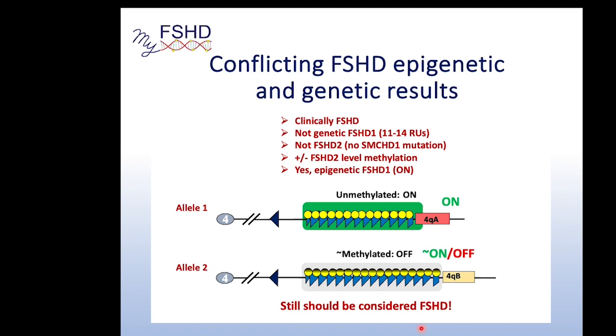And the problem is these individuals, they're going to be searching for what is their disease. They're going to be doing other diagnostic testing. They're not going to be able to get into clinical trials. They're not going to be able to get therapies. And we've got to fix this because I believe epigenetic FSHD, combined with the 4A, 4AL, combined with clinical FSHD should be considered FSHD.